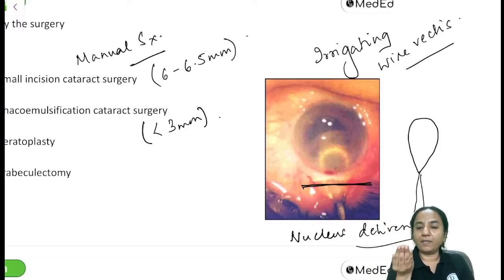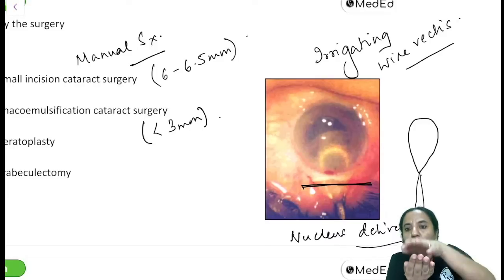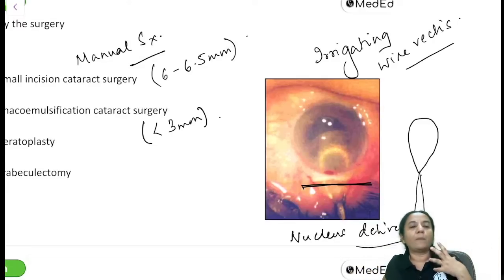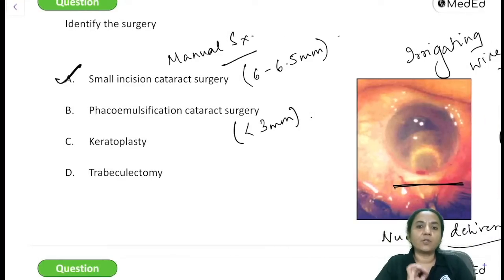So this instrument is the wire vectis. It goes under the nucleus, you pick it up like a spoon and then drag it out through the incision. The incision is big enough to allow the passage of the nucleus, about 6 to 6.5 mm. So this is SICS, small incision cataract surgery.